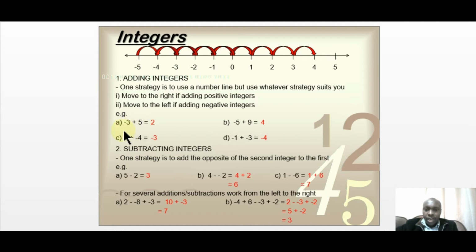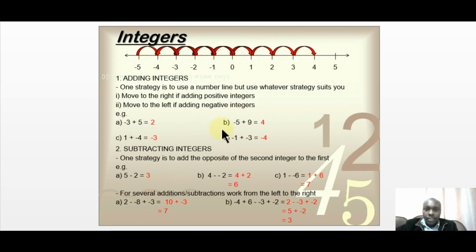In this question, we are adding a positive integer, we are adding positive 5. So we are going to move to the right on the number line. What we do in this question, you're going to stand where we have negative 3. Then since we are adding a positive integer, which is 5, we move 5 steps to the right. So from this negative 3, we move 5 steps. 1, 2, 3, 4, 5. So we stop at 2, and 2 becomes our solution.